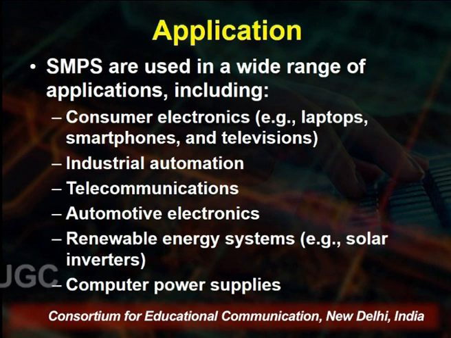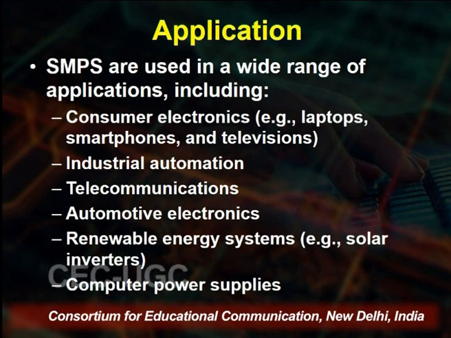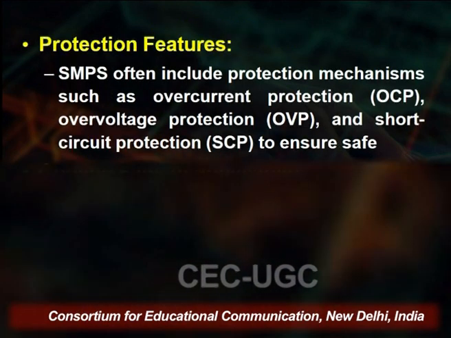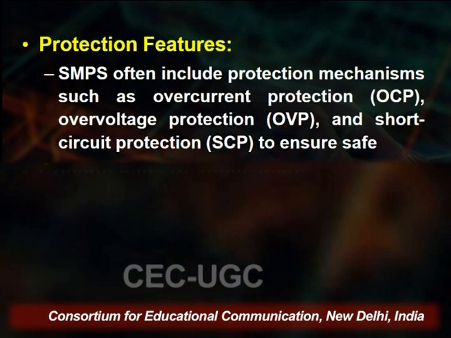What are the applications of the SMPS, where can we use this type of supply? SMPS are used in a wide range of applications such as consumer electronics like laptops, smartphones and televisions. We use this in industrial automation, in telecommunication, and in automotive electronics. In renewable energy systems, solar converters and computer power supplies, we use this SMPS. What are the protection features? Again the same: overcurrent protection, overvoltage protection and short circuit protection.